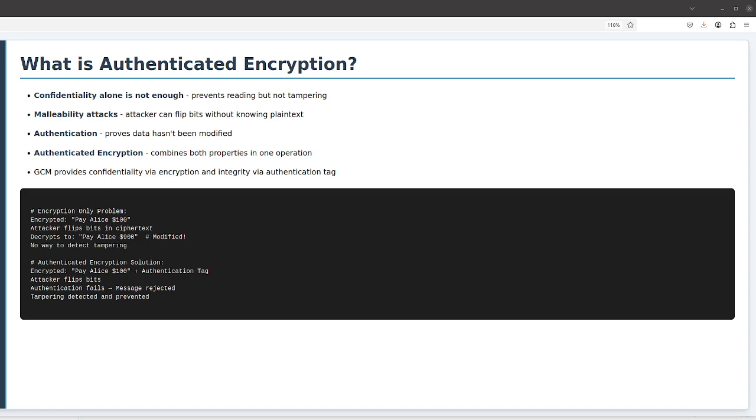Authentication means verifying that the data hasn't been modified. With authentication, the receiver can detect if even a single bit of the ciphertext has been changed. If any modification is detected, the entire message is rejected. This prevents malleability attacks and ensures data integrity. Authenticated encryption combines both confidentiality and authentication. It encrypts the data to keep it secret, and simultaneously creates an authentication tag that proves the data has not been tampered with. GCM is an authenticated encryption mode, providing both security properties in one efficient package.